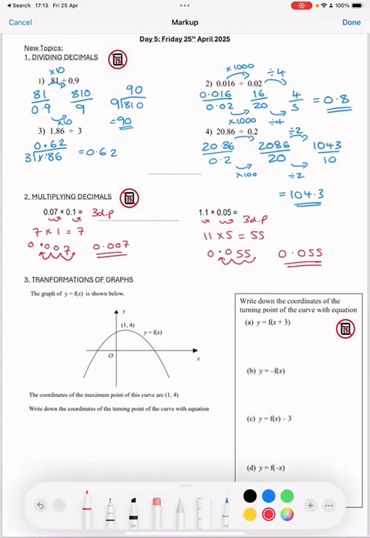Transforming graphs. Okay, so we're given this graph, and it says the coordinates of the maximum point of the curve is 1, 4. What are the coordinates of the turning point? Well, the maximum or the minimum is always the turning point. So that's just 1, 4.